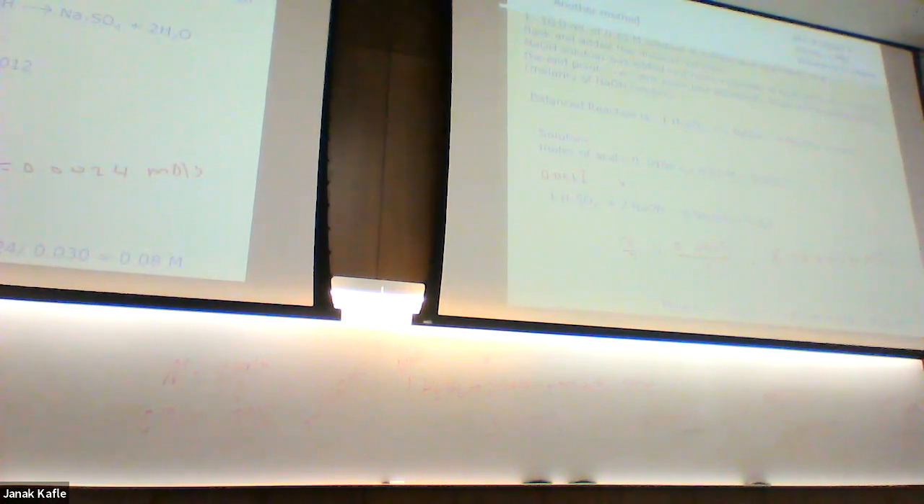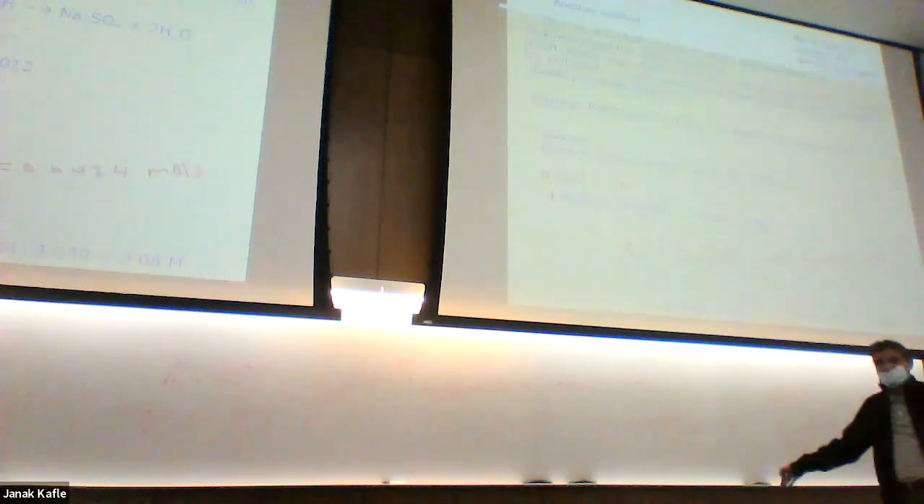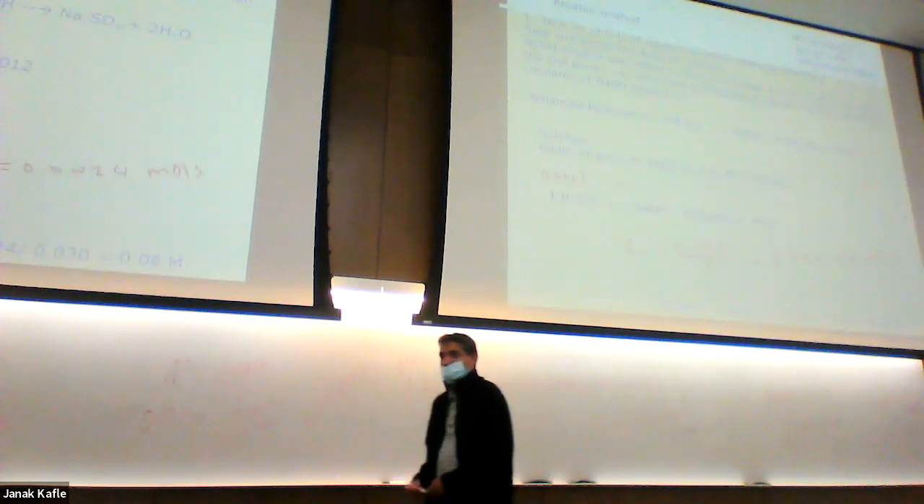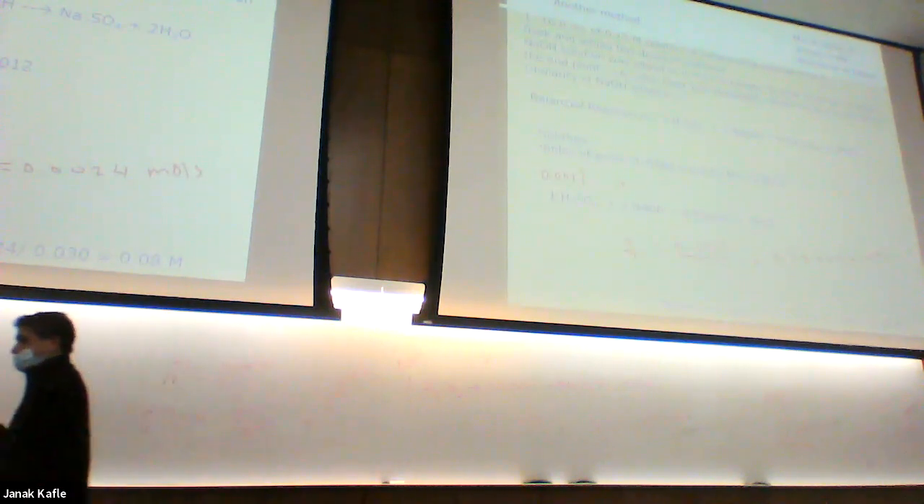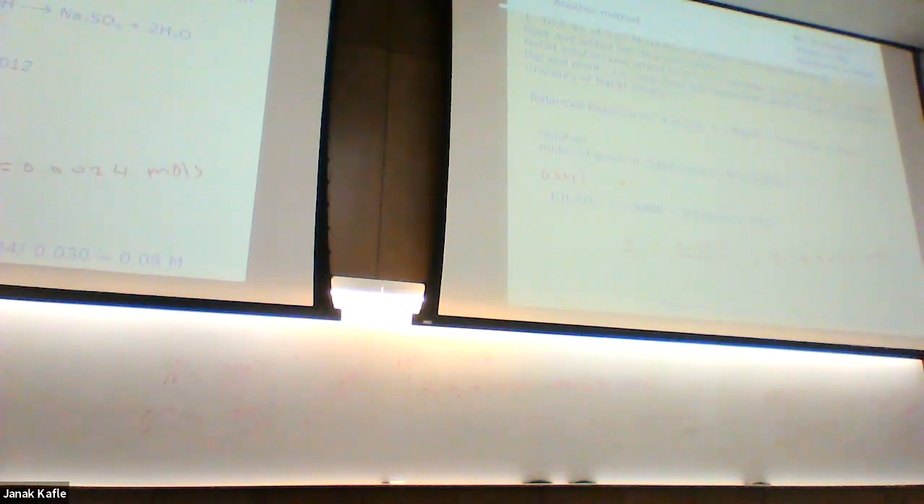Just V1 M1 equals V2 M2. Whichever has the smaller number, just put that smaller number on that side, and whichever has the bigger number, put that bigger number on that side, and you can easily calculate. Some professors teach it one way, some teach it the other way, so I'll show both methods here. Let's look at one more, and then we'll be done. Another question here.